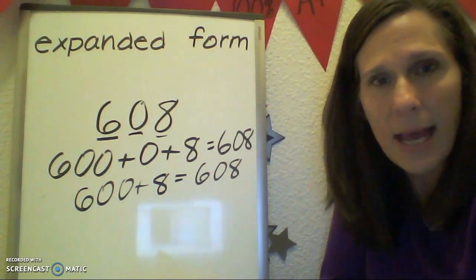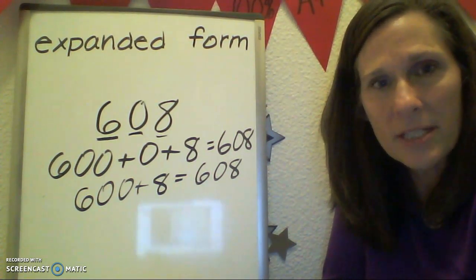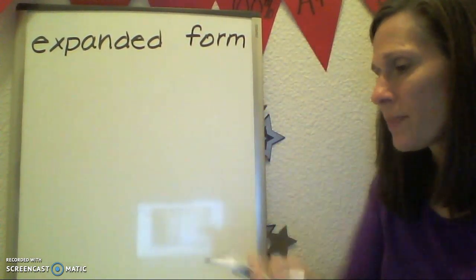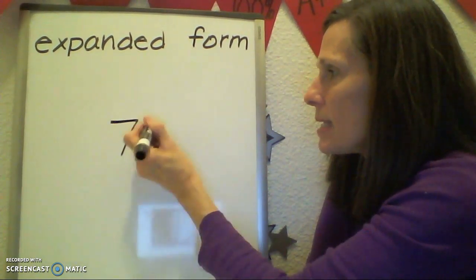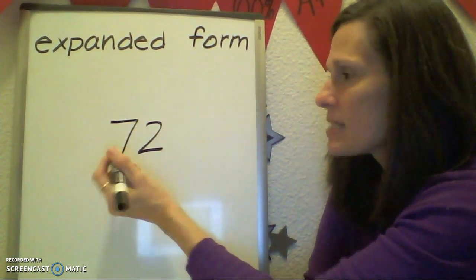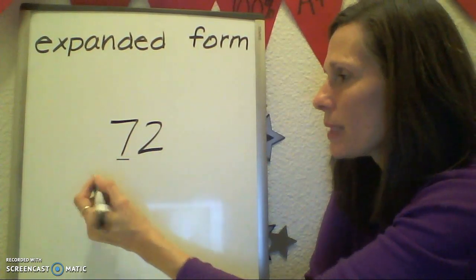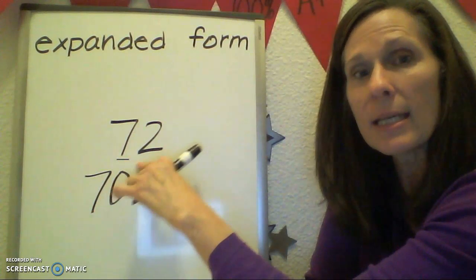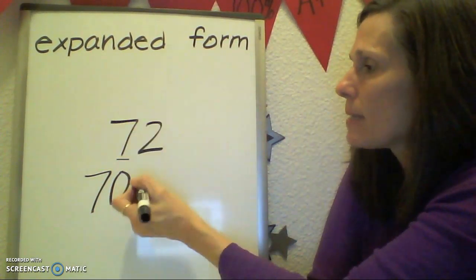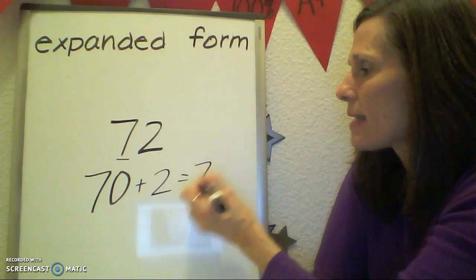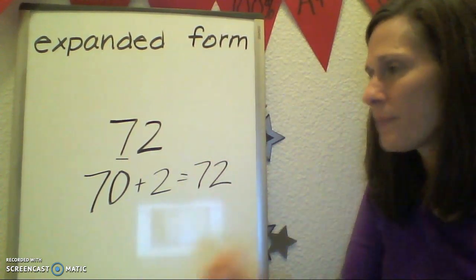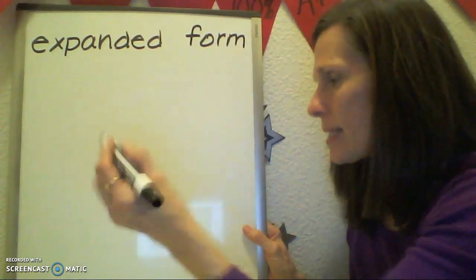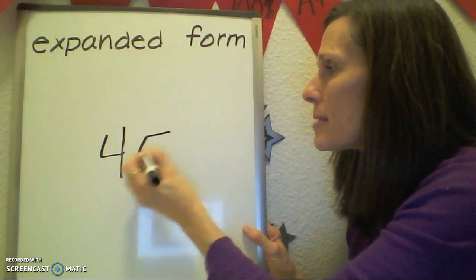All right, and so now this is the same if we're doing a number that doesn't have a digit in the hundreds place, right? We could do it even with just two digits. So let's say I do 72. What's in my tens place? 7, and the 7 really means 70. I hope you can hear it when I say the number, 72, right? 70 plus 2 equals 72. And we could do the same thing with, let's say, 45.